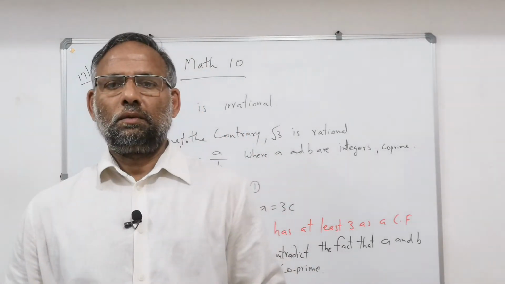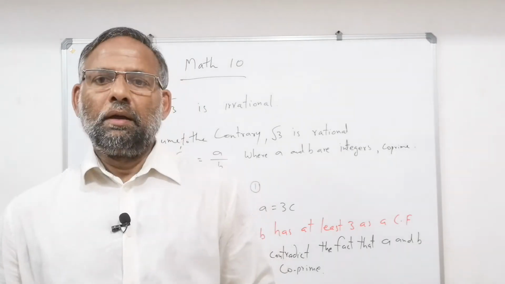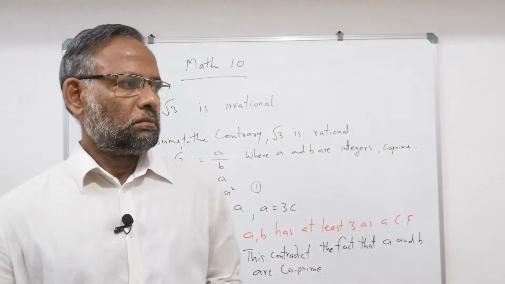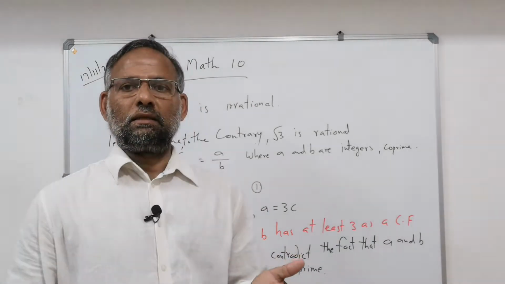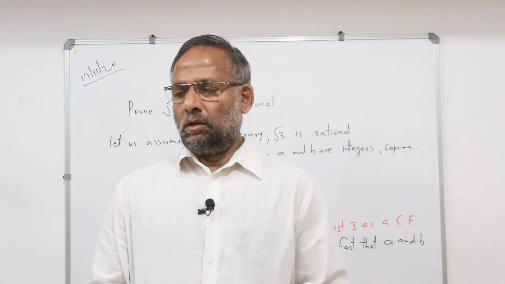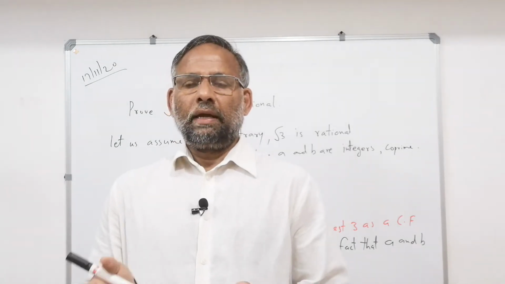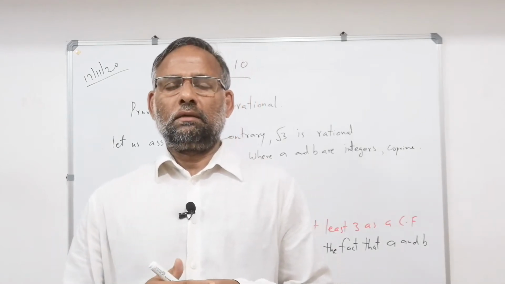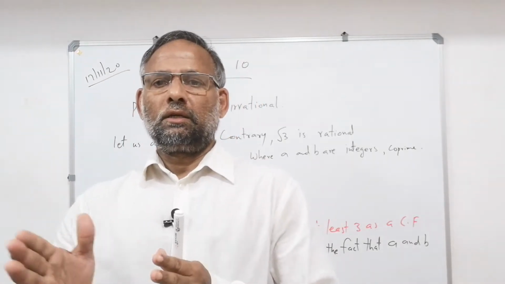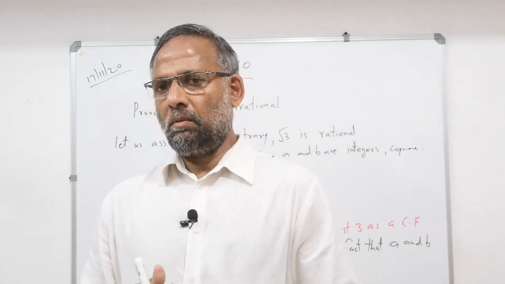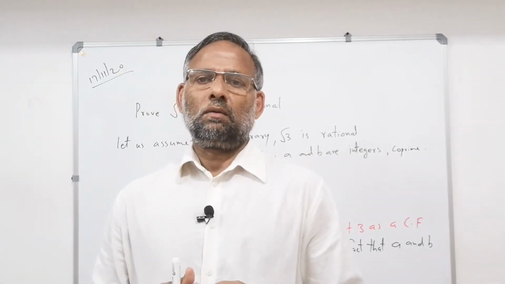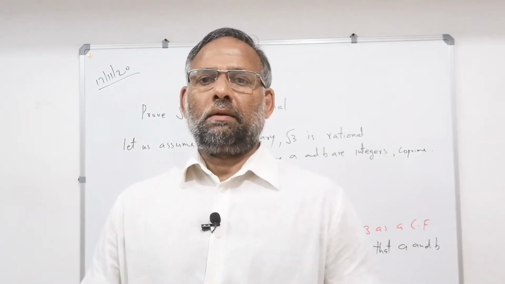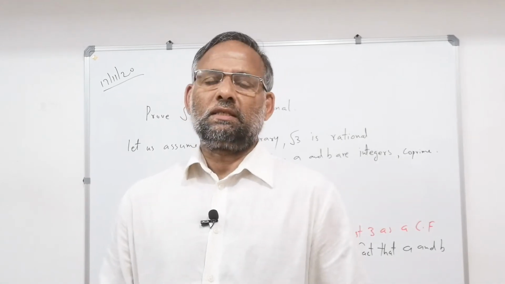We have to prove this. Maybe a basic or standard question like this will be there. In class 9 also we studied rational numbers and irrational numbers. A rational number we can express in P by Q form, numerator by denominator, where the denominator is not equal to 0. One more thing, P and Q are co-prime, that means there is no common factor other than 1.